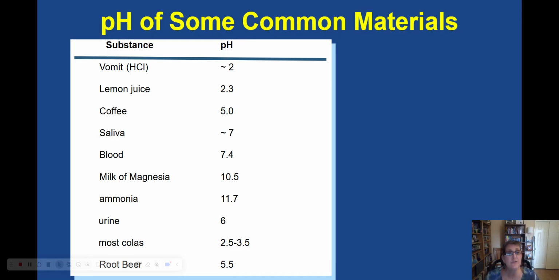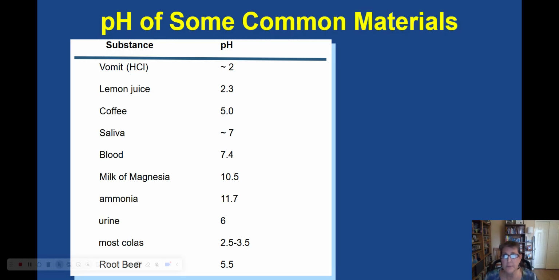Lemon juice. Citrus juices are quite acidic, 2.3. That can also eat enamel off your teeth. Coffee. Coffee's around 5, so that's not too acidic. The spit in our mouth, saliva, is around 7. Blood is right at 7.4, and that's important. If it gets too high or too low, you get alkalosis and acidosis and can die. Milk of magnesia is an antacid medication, so that's why it's basic at 10.5. Ammonia is a household cleaner, 11.7.